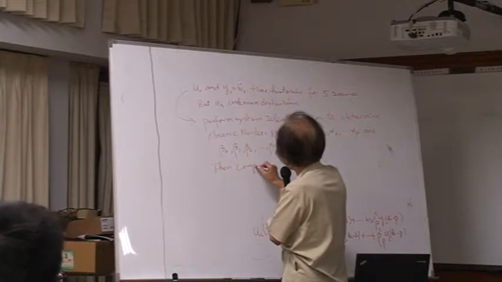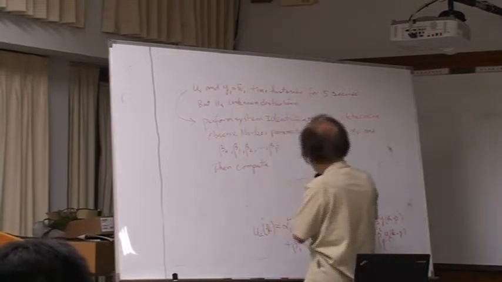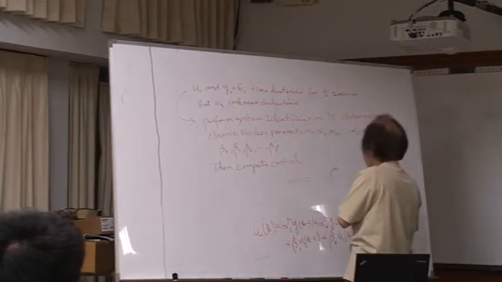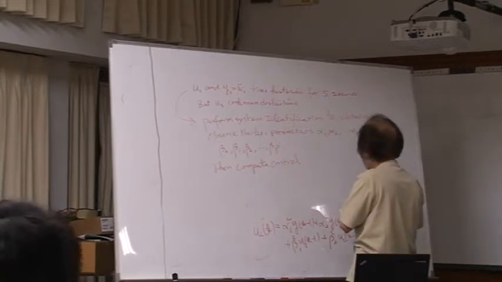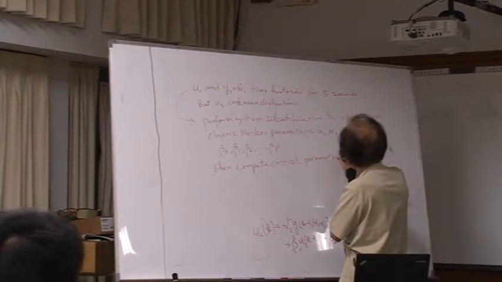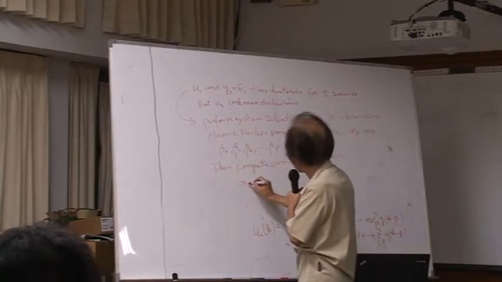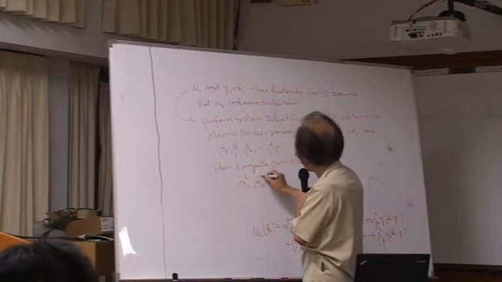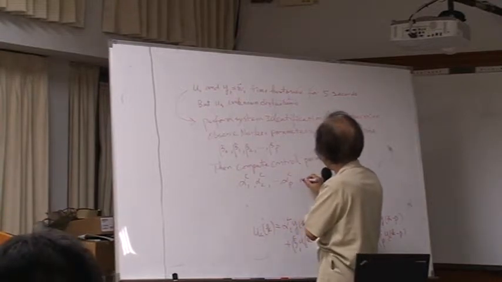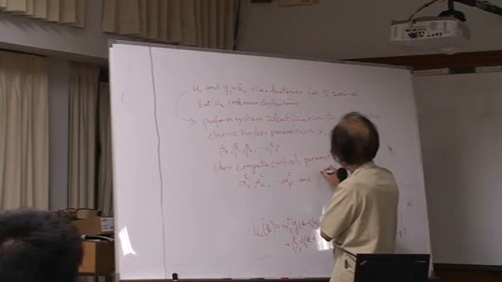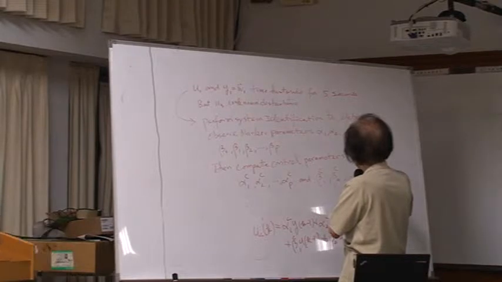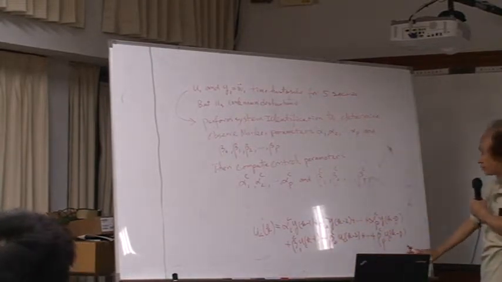compute control parameters, control parameters alpha 1C, alpha 2C to alpha PC and beta 1C, beta 2C to beta PC. Alright?